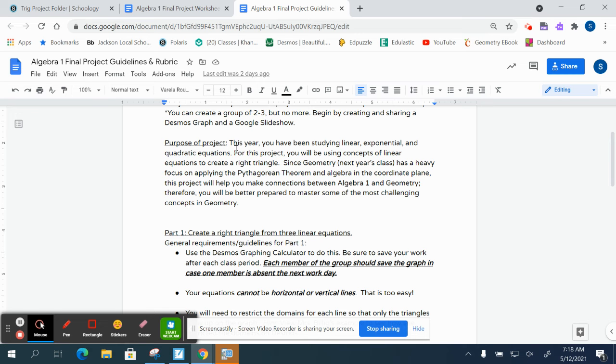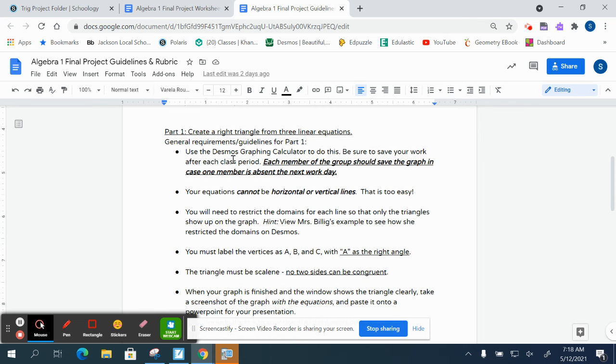And then the purpose is to basically connect the concepts from Algebra 1 to geometry and help better prepare you for some of the more challenging concepts in geometry that use trig and Pythagorean theorem. Because next year you'll be using Pythagorean theorem all year long. So it's a big part of geometry, and also working in the coordinate plane with algebra and geometry combined.